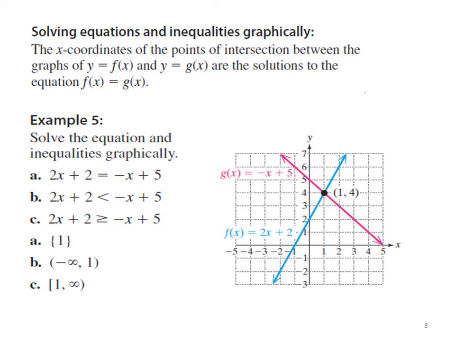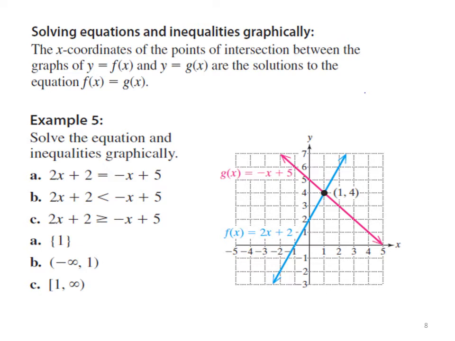For example, if you look at this equation, 2x plus 2 equals minus x plus 5, you think of the left hand side as the first function, f of x equals 2x plus 2. The right hand side is the other function, minus x plus 5. By setting the y values equal and solving for x, that will give you the x coordinate for the intersection. And this is what we will see on the graph.